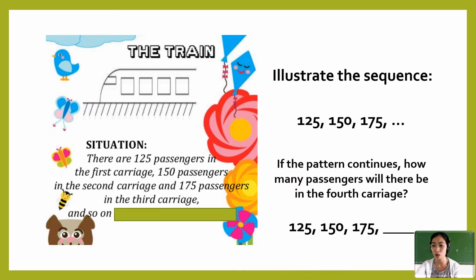Now, if the pattern continues, how many passengers will there be in the fourth carriage? Any guess? You may write it on a paper. Then let's see if it is correct. So the next is 200. So there will be 200 passengers in the fourth carriage of the train. Okay, next.